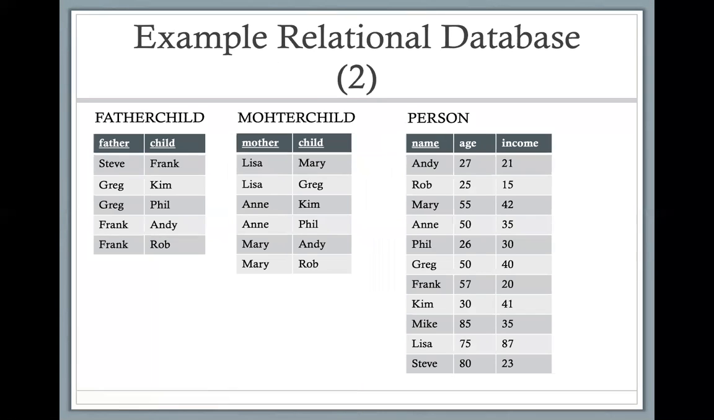So basically I look at Lisa. Now I know that her children are Mary and Greg, and I want to find the ages of Mary and Greg and make sure that they are both above 18. If they're both above 18, then I should return Lisa. If not, then I should not return Lisa. So if even just one of them is below 18, then I should not return Lisa. So all of her children must be 18 years old or older.